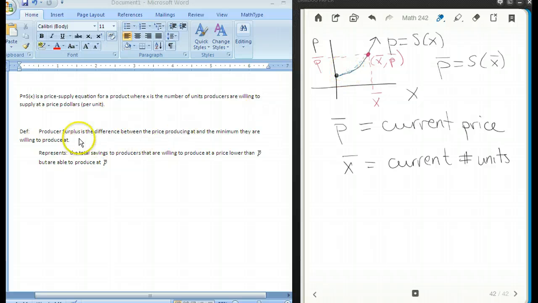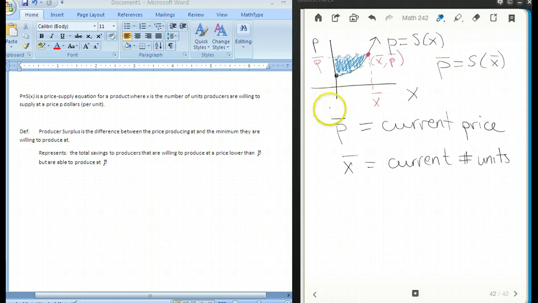So here we can define producer surplus. It's going to be similar to consumer surplus, except now we're taking the difference between the current price being produced at and the minimum that they're willing to produce at. So in terms of shading here, it's the difference between what's here and here, and the difference between here and here, and the difference between here and here. It's these little vertical strips right here, and we add all those together to get this shaded area here.